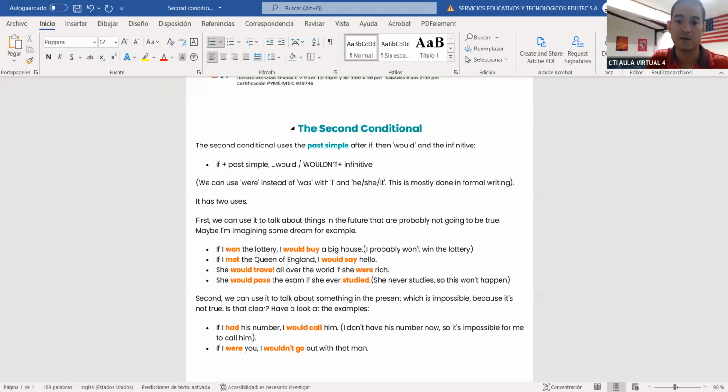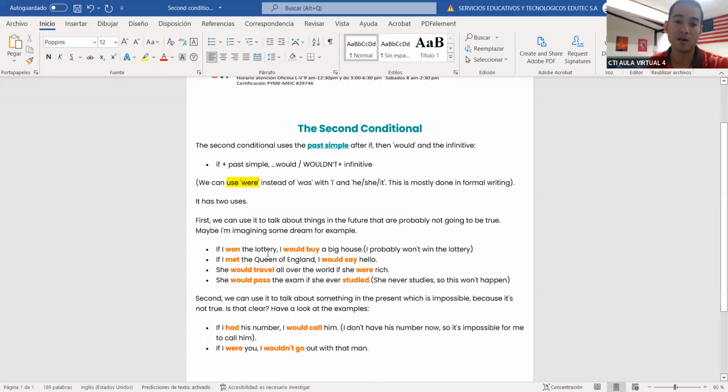So you have it clearer. Also, this is important, people: in this grammar, you always use were for he, she, and it. This is more formal. Was is considered to be informal. Okay, what are the two uses?